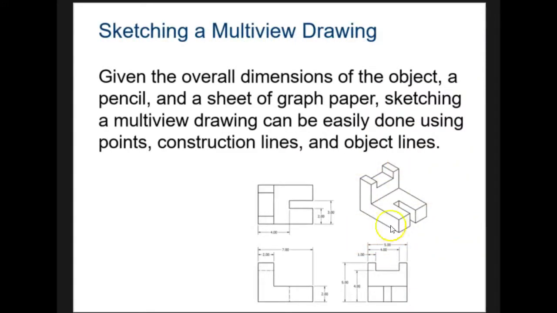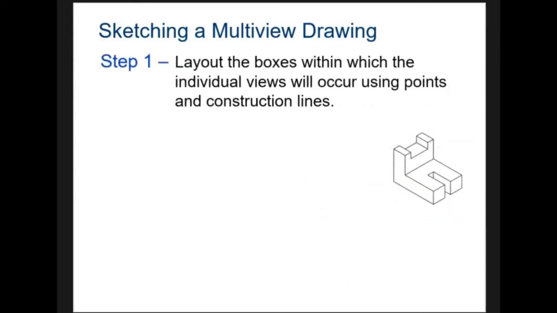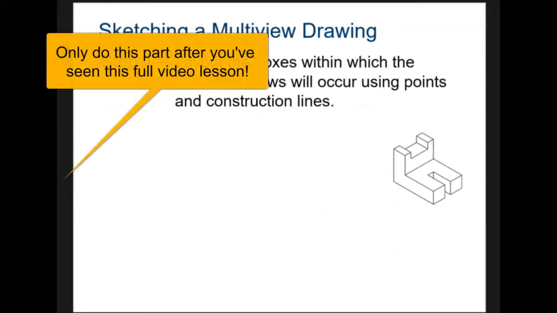Alright, so let's look at this part here. Given the overall dimensions of the object, you'll need a pencil, a sheet of paper, and multi-view drawing paper or grid paper. You can easily draw a multi-view drawing by using points, construction lines, and object lines. So grab a sheet of multi-view drawing paper and continue with step 1 here.